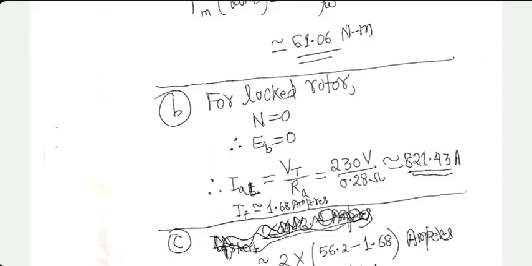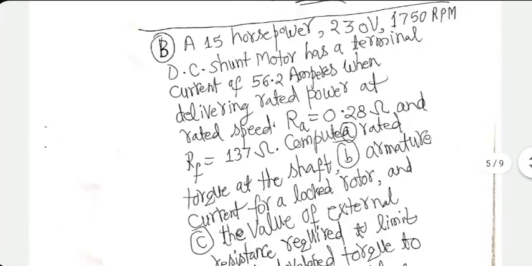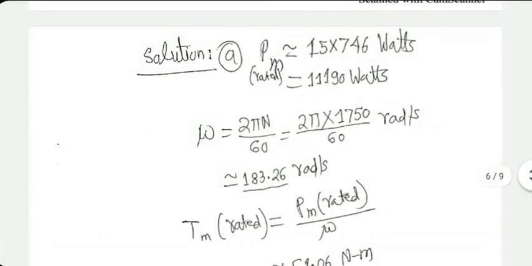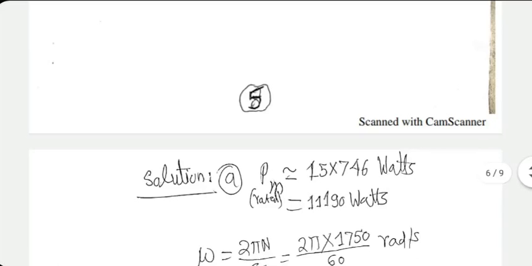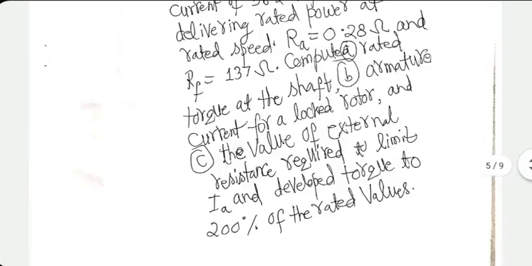Field current, of course, will be simply VT divided by RF. It's a shunt motor, right? VT is 230 volt, RF is 137 ohm. Divide 230 by 137. IF will be simply 1.68 amperes. But armature current is going to be very large for a locked rotor because EB is 0. We don't want this. That's why part C is there. How much R external should be brought in to have safe operation.